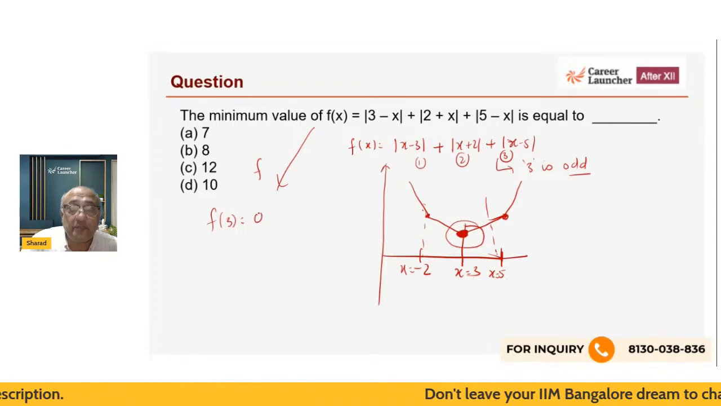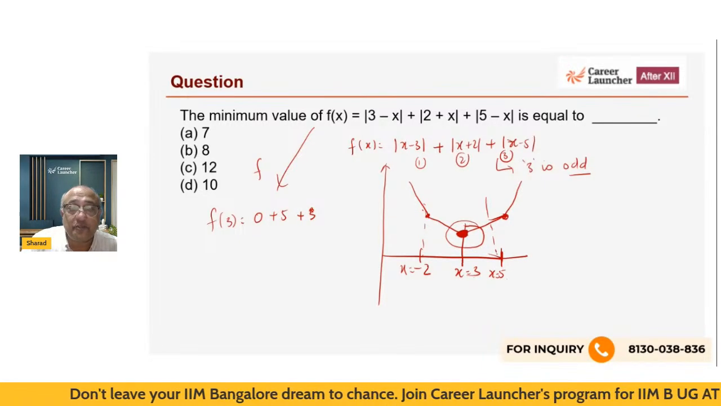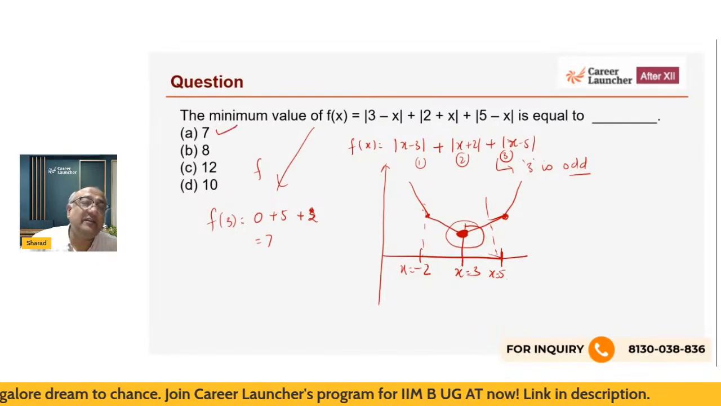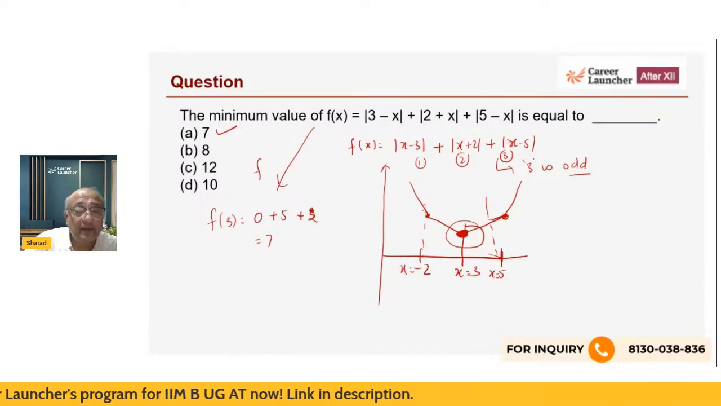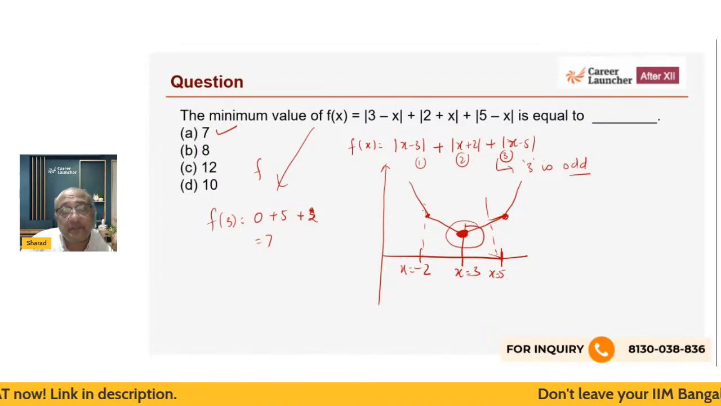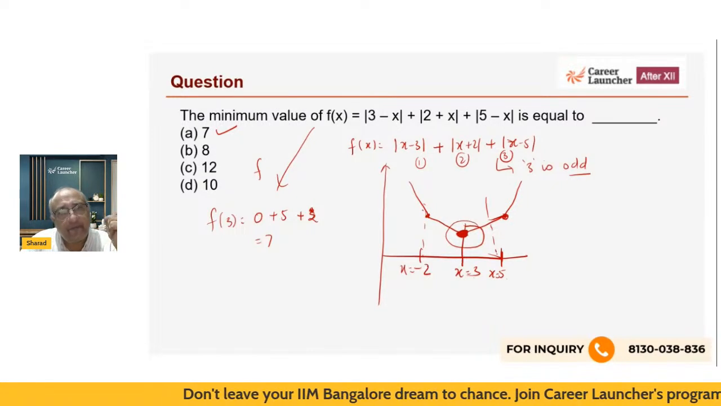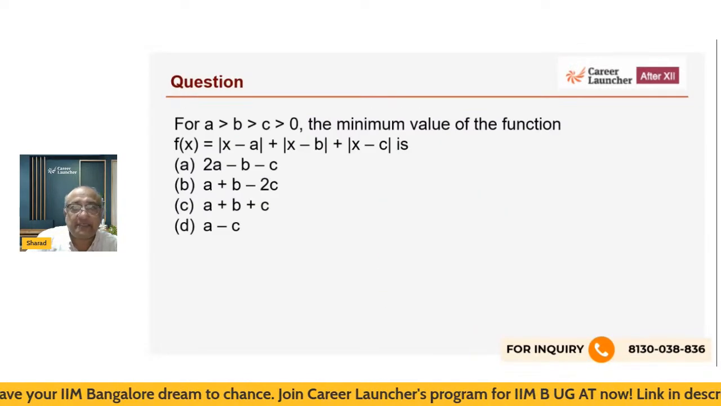f(3) is equal to 0 plus 5 plus how much? 5 minus 3 is how much? 2. 5 plus 2 is how much? 7. 7 is the answer. 15 seconds, kids. What is the jugaad? What is the efficient method? If x has no coefficient, all coefficients are the same, equal, 1, 1, 1, added, finished. Even, bucket. Odd, funnel. Next question.